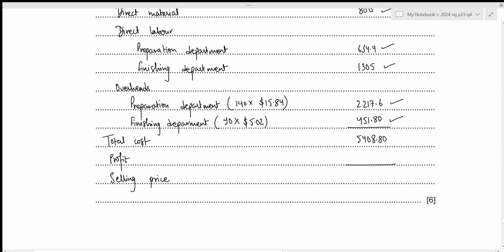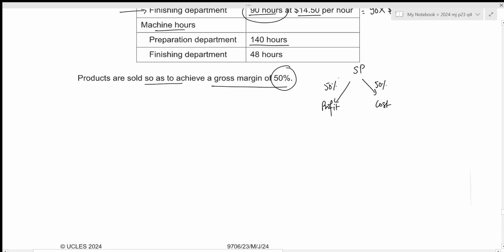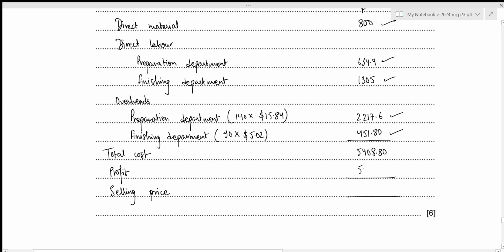And for the profit, we will use the gross margin as our basis. In this case, we can see that 50% is the profit and 50% is the cost, which means that profit and cost will be equal. So we can just write down the cost value as our profit as well. And for the selling price, we will just add these two together. So that will be 5408.8 plus 5408.8, which results in the value of 10,817.6. That is all for the fifth part.